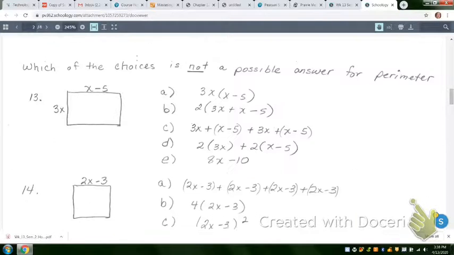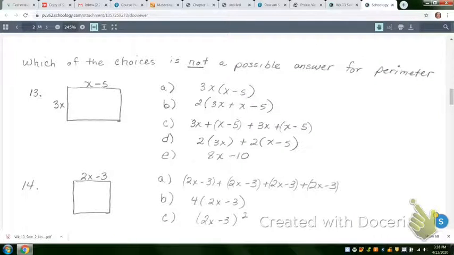Let's look at the next page at some of these multiple choice ones. It says, which of the choices is not a possible answer for perimeter? So when you look at problem number 13, I've given you a rectangle, and I want to know which one of these could not represent perimeter. Well, let's think about this. What are some different ways to find this perimeter? You could take this, plus this, plus this, plus this. That would be choice C.